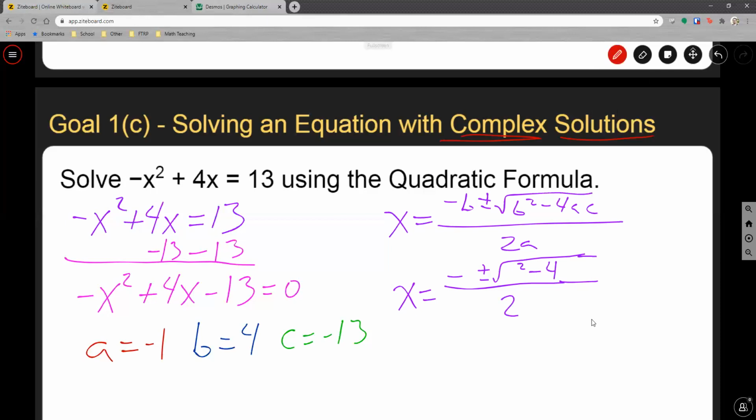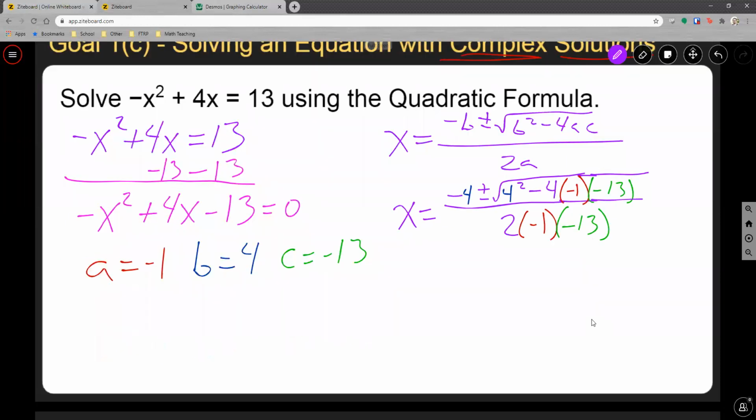Plug in my a, b, and c. A is -1. -1 goes here, -1 goes there. B value is 4. 4 goes there, 4 goes there. C value is -13. -13 goes here, -13 goes there. Extend this out. All right, now it's just arithmetic.